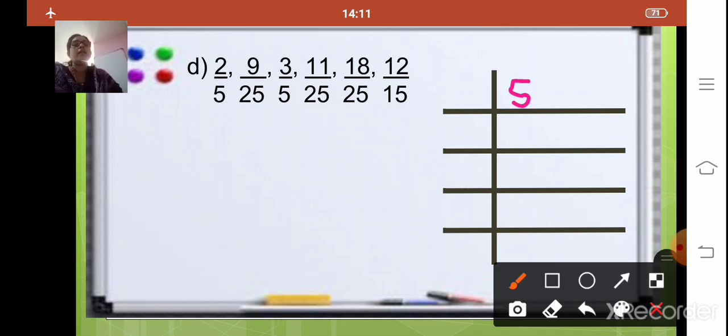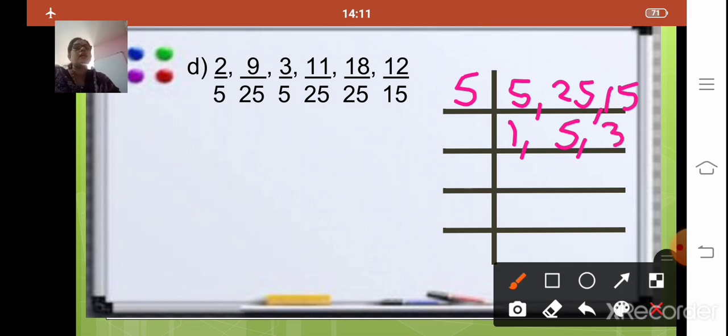So 5, 25, and then 15. Okay. So all the numbers are divisible by 5. 5 ones are 5. 5 5s are 25. 5 3s are 15. Let us take 5 again. 5 ones are 5. 3 will remain as it is. 3 is divisible only by the number itself. So 3 ones are 3.